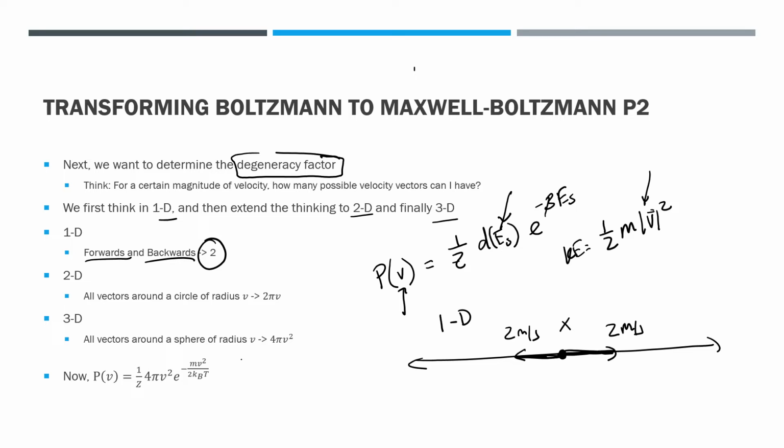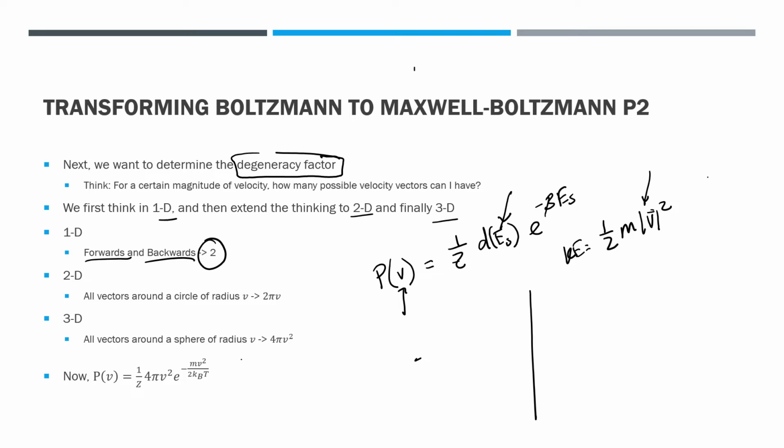Now let's look at two dimensions. We're going to look at something like the xy plane. And now I'm going 2 meters per second again, but how many possible ways, think of all the directions we can go 2 meters per second, end up giving me the same energy state. So I can go 2 meters per second to the right. I can go to the left. I can also go to the side. All these different directions, as long as my vector has a magnitude of 2 meters per second.